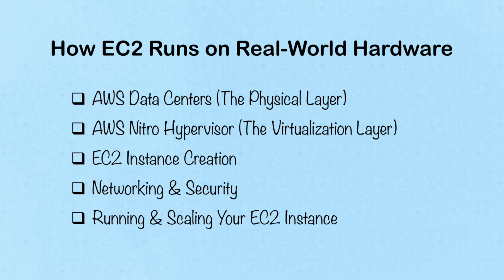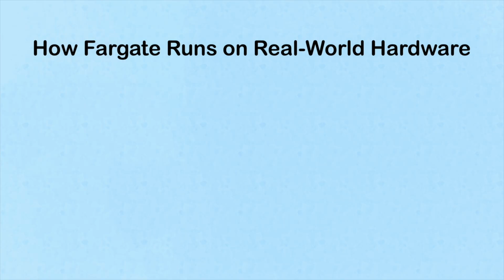Running and scaling your EC2 instance. Your EC2 instance is now up and running. You can use SSH or RDP to access and manage your instance. Install software, set up services, and configure it to meet your needs. Manually add more instances or use auto-scaling groups to adjust capacity automatically based on demand. With EC2, you have full control over your virtual machine, just like a traditional server, but with the flexibility and scalability of the cloud. Now, let's dive into how AWS Fargate actually runs behind the scenes.